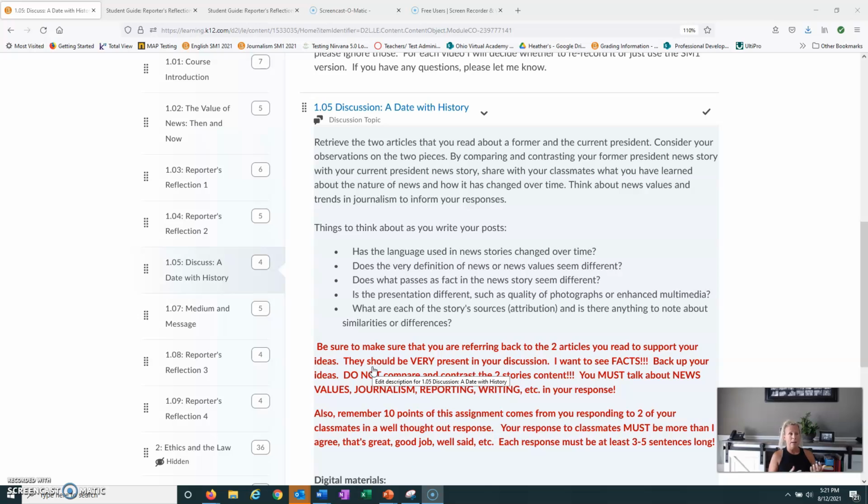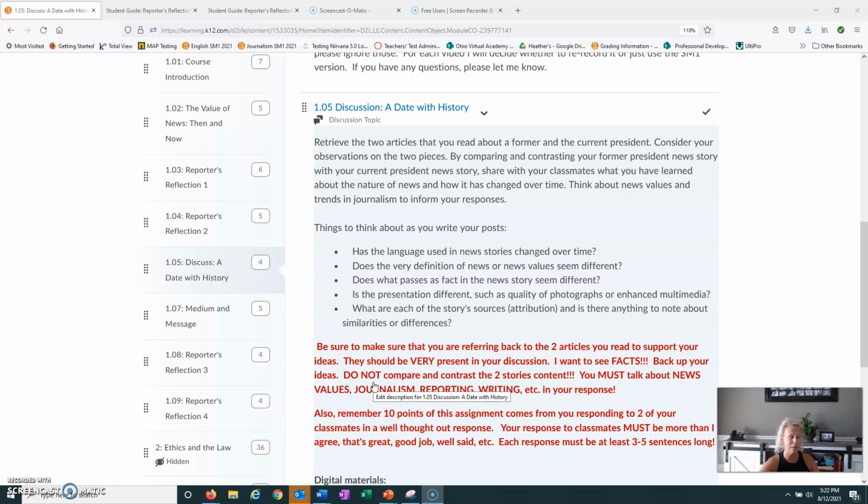So for example, if you have the article from 20 years ago and you tell me the pictures aren't as good, I kind of know that already probably. You have to tell me why they're not as good. Tell me what's different. What are you noticing? What are you visualizing? What are you seeing that's making them different, okay? So that's really important. I have to see facts, and I need you referring back to the actual articles.